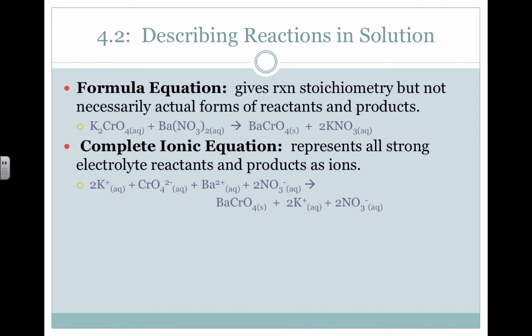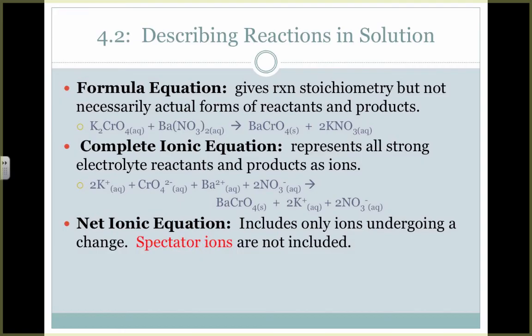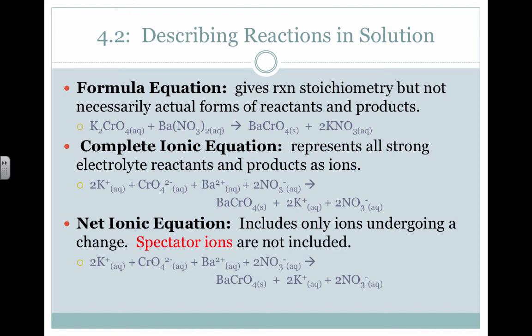And finally, the most convenient version, and the version we'll use most often, is the net ionic equation. This includes only the ions undergoing a change and does not include the ions from the complete ionic equation that are not part of the precipitate. For instance, looking back at our previous complete ionic equation, if we eliminate the spectator ions, or the ions not involved in forming the solid, like K+ and NO3-, we're left with just the net ionic equation, showing the ions that lead to the solid.